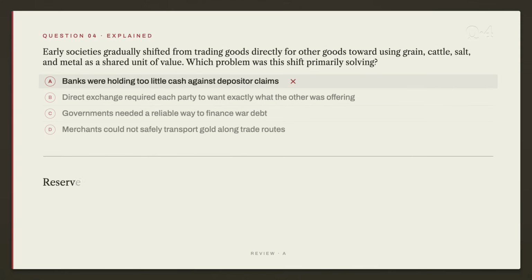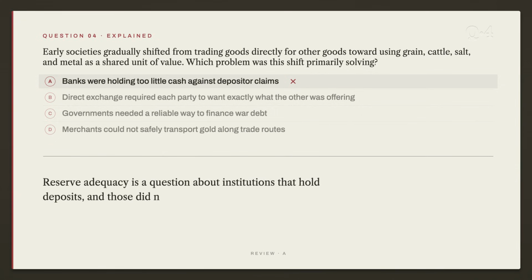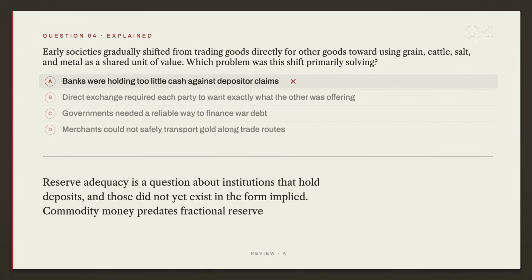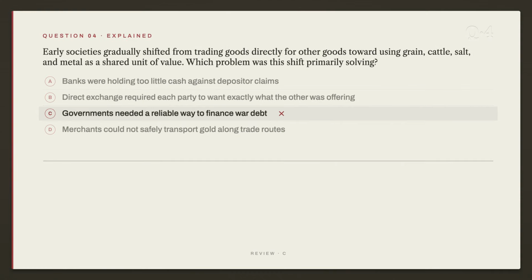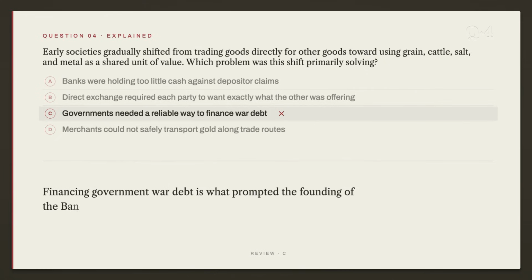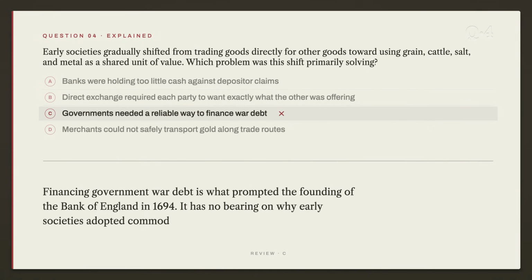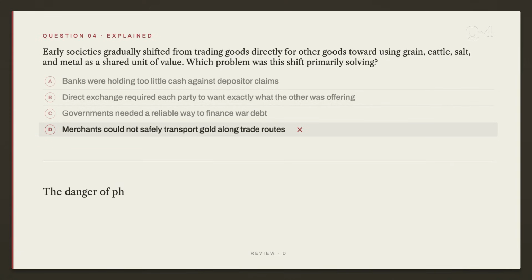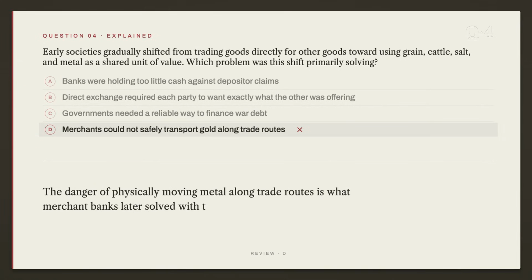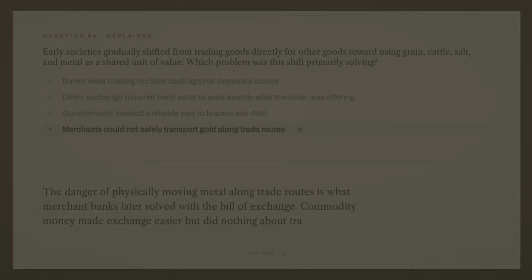A is wrong because reserve adequacy is a question about institutions that hold deposits, and those did not yet exist in the form implied. Commodity money predates fractional reserve practice by thousands of years. C is wrong because financing government war debt is what prompted the founding of the Bank of England in 1694. It has no bearing on why early societies adopted commodity money. D is wrong because the danger of physically moving metal along trade routes is what merchant banks later solved with the bill of exchange. Commodity money made exchange easier but did nothing about transport risk.